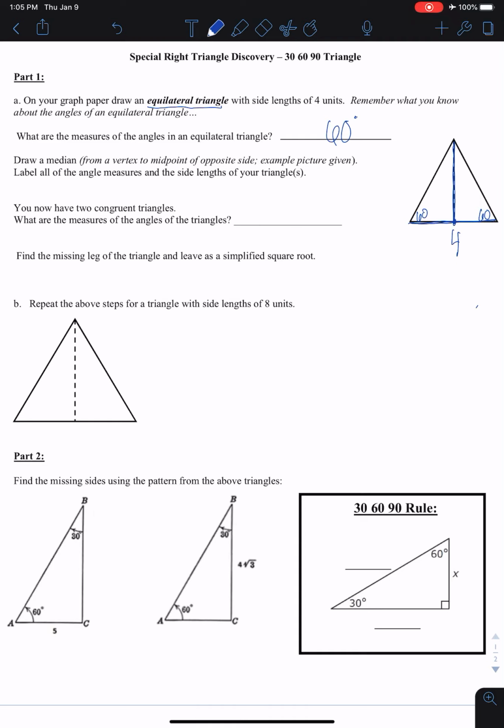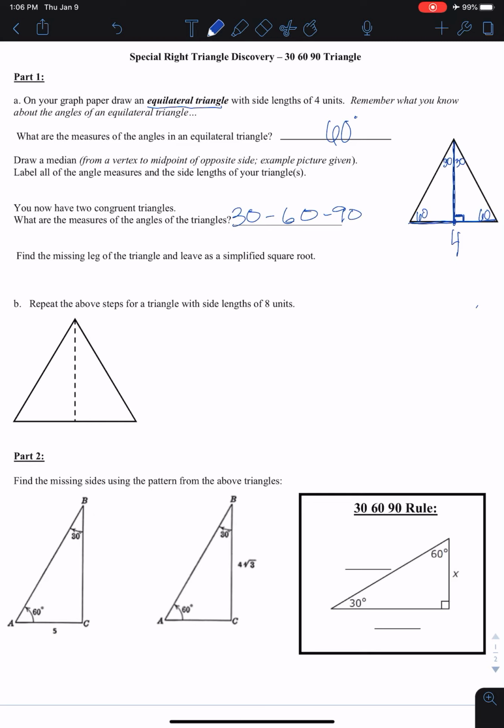So it says, what are the measures of the angles of the triangle? Well, I know that I have 60 on the right, and this is actually perpendicular here. So I have a right triangle, and at the top, this 60-degree angle has now been split into 30 and 30. So we have 30, 60, and 90, and that's how we get our 30-60-90 triangle.